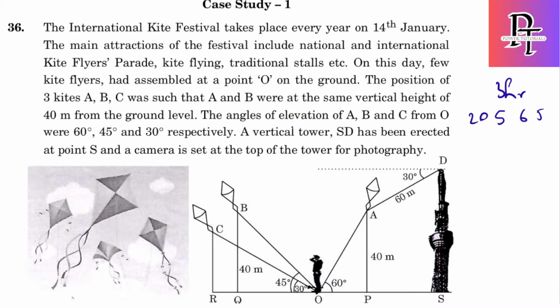Okay. So on 14th January, the main attractions of the kite festival include the International Kite Flyers Parade, kite flying, traditional stalls, etc. On this day, a few kite flyers have established at point O on the ground the position of 3 kites A, B, C such that A and B were at the same vertical height of 40 meters from the ground level. Angles of elevation of A, B and C from O are 60, 45 and 30 respectively. A vertical tower has been erected at point C and a camera is set on the top of the tower for photography. Okay, fine. So before starting the question, I will first draw a diagram.